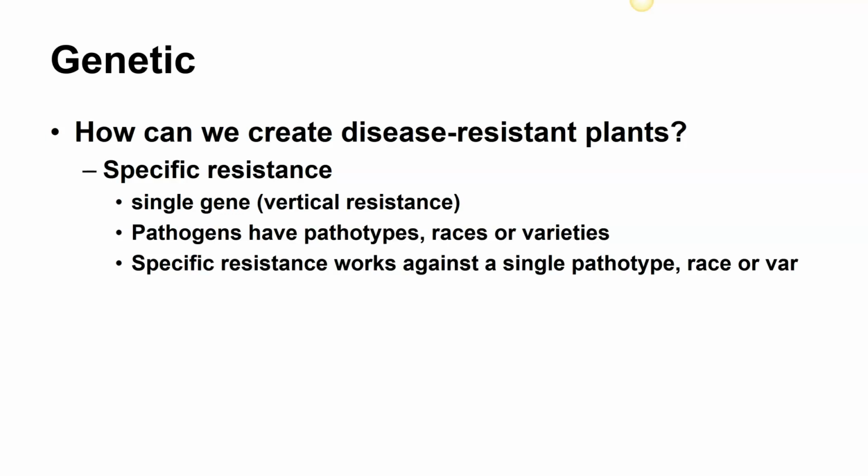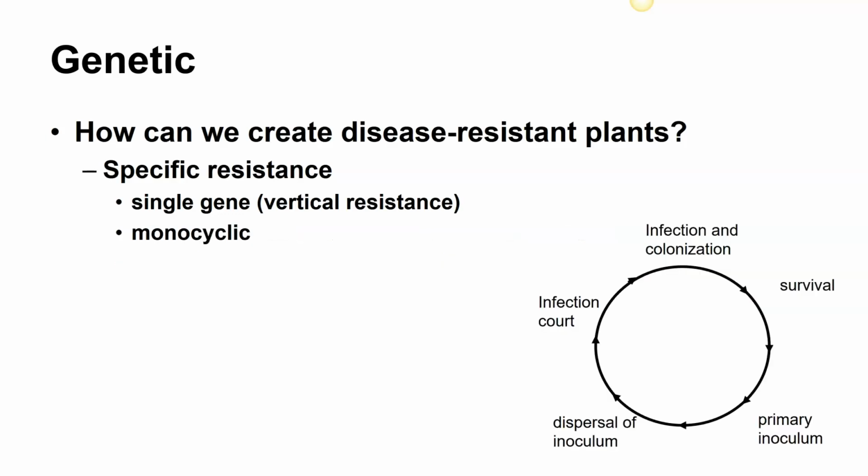Specific resistance works against a single pathotype, race, or variety. If we're looking at specific resistance, we're only talking about one race. It's going to work against that race if that's the only one that we've got. When we talk about this, we often deal with monocyclic diseases. Monocyclic diseases, we've got one chance of infection per year. So if we've got a single gene that works and it works against the only one that's there, we've won. A single gene works against monocyclic type diseases very easily.